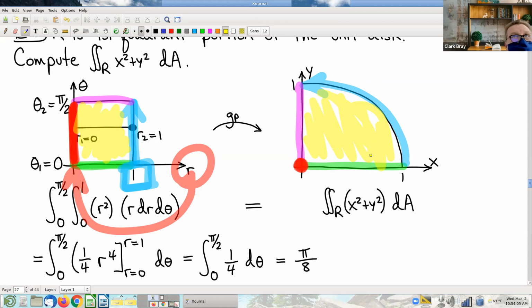Everybody happy? Yes. What is the horizontal line through that yellow rectangle? Oh, I haven't gotten to that yet. Oh. Yeah, I'll get there. Give me a second. No worries.